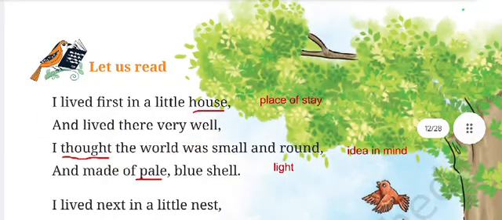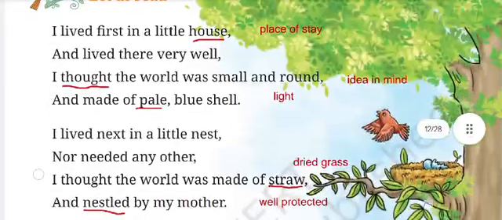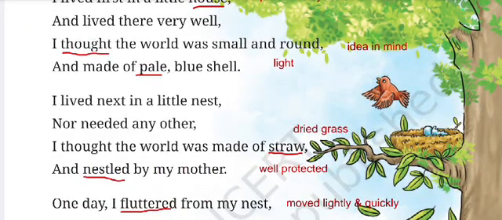Now, the poem. The poem expresses the feeling of a little baby bird who lived in the little house and was very happy. She thought that her house was round and of pale color and blue cell. She was satisfied in the little nest and needed no one else with her. Then she thought that the world was made of straw, all made by her mother.